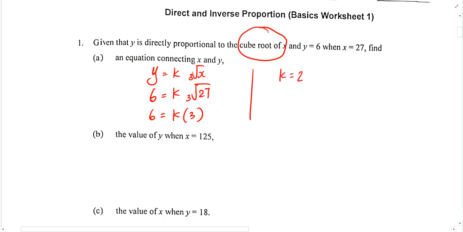Is that the answer? No, it's still not the answer. They want the equation connecting them. So y equals 2 cube root of x. This is the final answer. You have this?